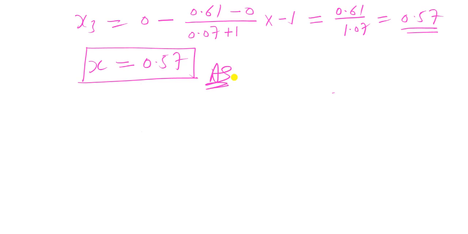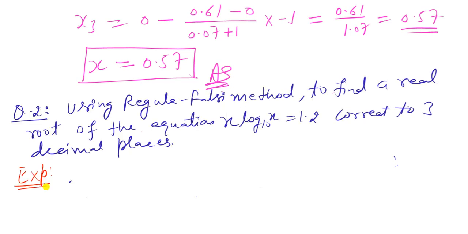And in continuation, if we compute the required real root correct to 2 decimal places, then continue this process until we obtain two successive approximations that are approximately equal, or their difference is less than or equal to 1 upon 2 times 10 to the power minus the number of decimal places. So here I am taking question number 2. Using the regula falsi method, find a real root of the equation x log x at base 10 is equal to 1.2, correct to 3 decimal places.